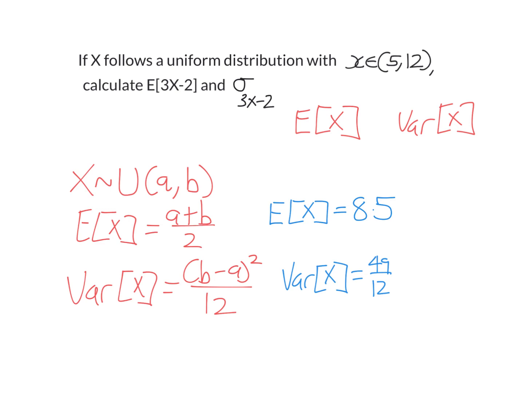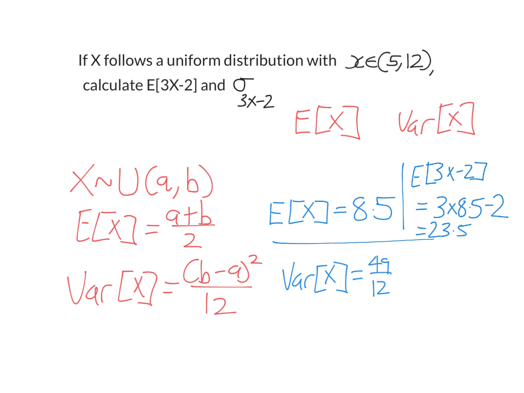The expected value of 3x minus 2 is just going to be 3 times the expected value of x minus 2, which equals 23.5. So let's calculate the variance of 3x minus 2.